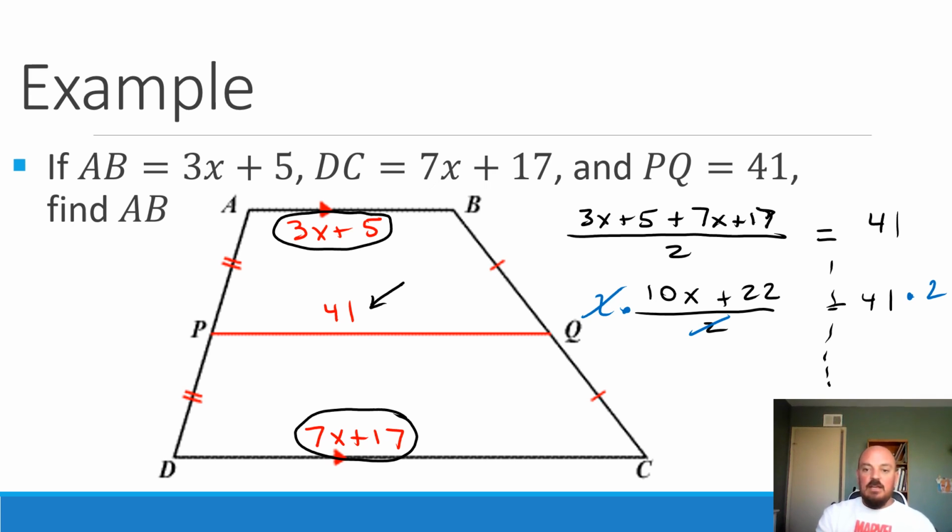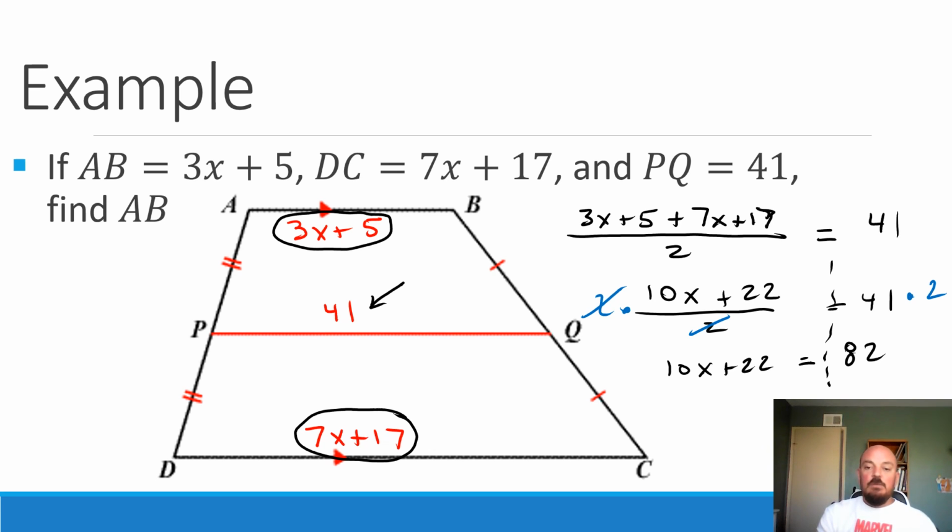So what I have right now is 10x plus 22 equals, and then that would be now 82. And I'm kind of squeezing myself in here, trying to squeeze it in around me. I think we can do it.